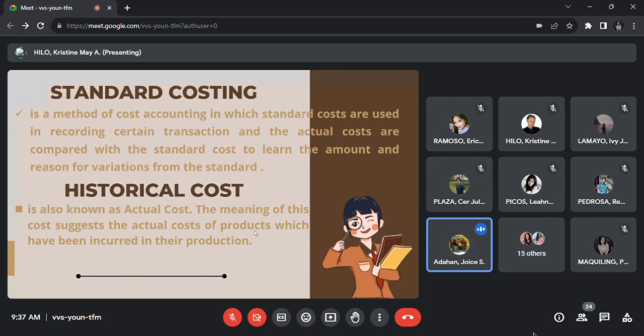Historical cost. Historical cost is also known as actual cost. The meaning of this cost suggests the actual cost of products which have been incurred in their production.